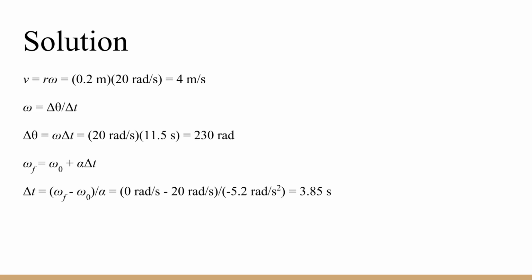And then we use our angular kinematics equations. The very first one, omega f equals omega naught plus alpha delta t. You solve for delta t by subtracting omega naught and dividing by alpha. Note that alpha is negative because it's slowing down. So 0 minus 20 radians per second over negative 5.2 radians per second squared, right? And that should equal 3.85 seconds.